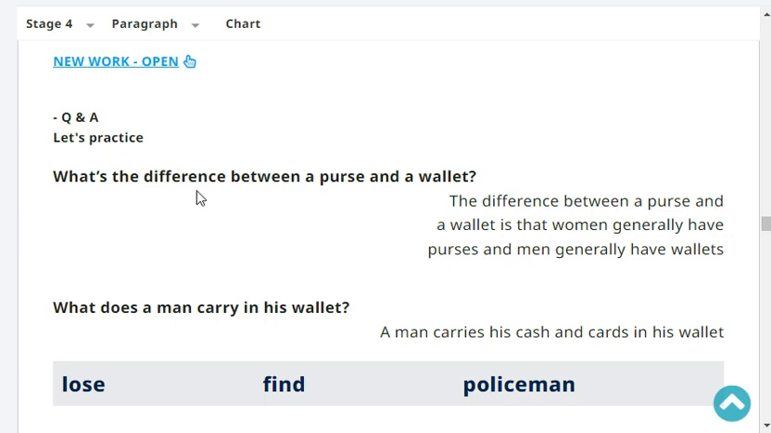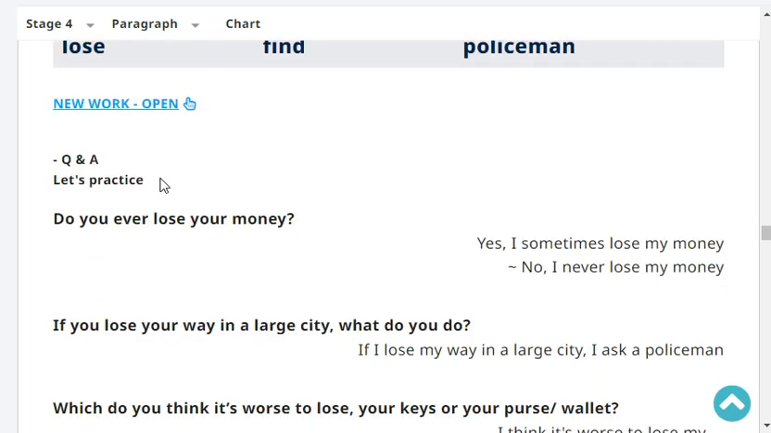Yeah. Okay. What does a man carry in his wallet? A man carries his cash and cards in his wallet. Very good.